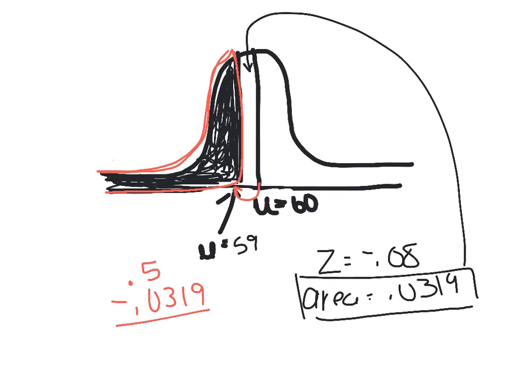And so once you subtract 0.5 minus 0.0319, you end up with 0.4681. And so that is the answer. That's the amount of area that is shaded.